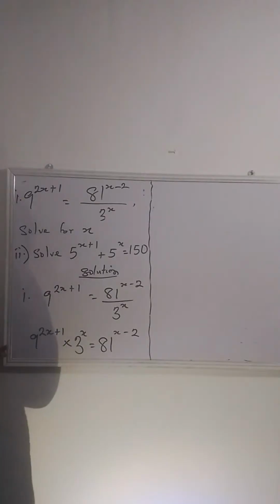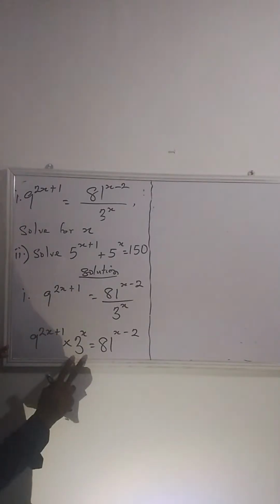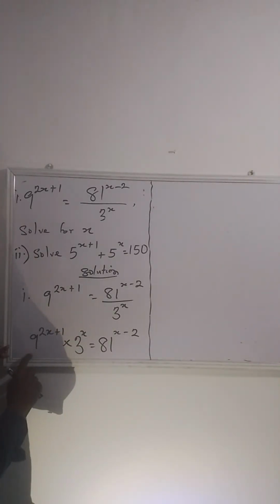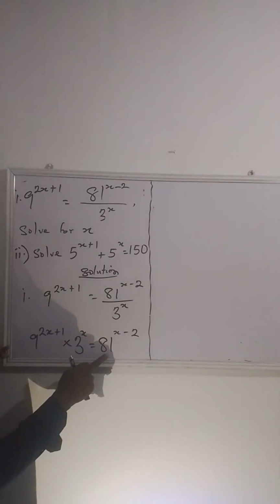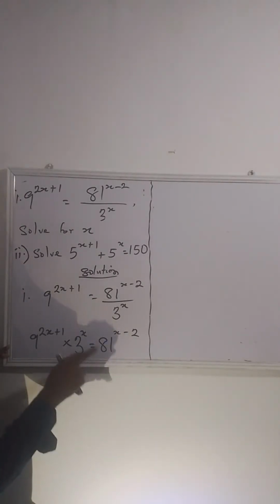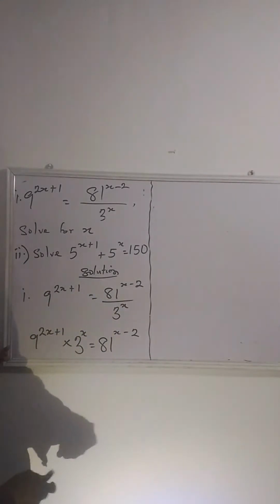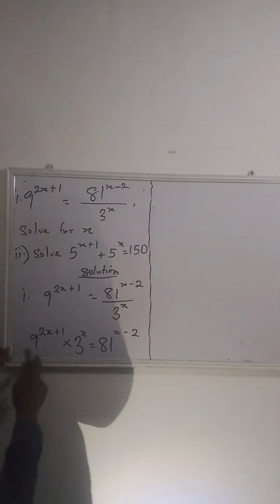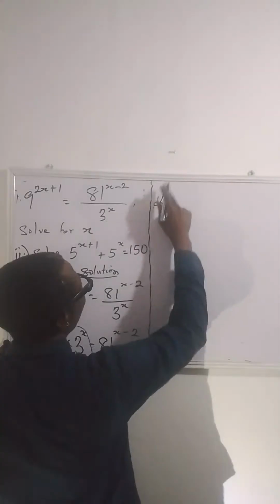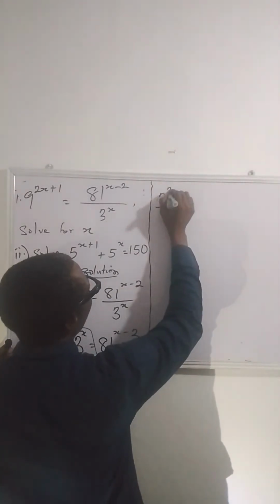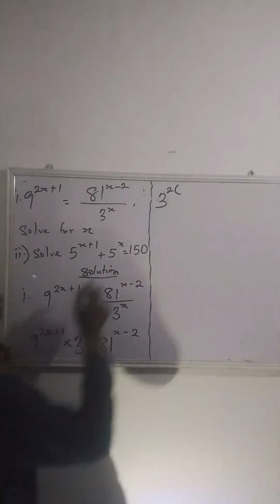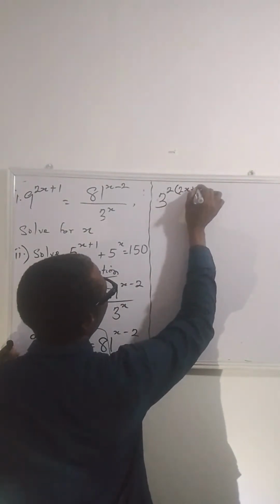All right. So now the next thing is to express all these numbers here as a base of 3. So this is a multiple of 3. 9 is the same thing as 3 times 3. Now 81 is the same thing as 3 times 3 times 3 times 3. That is 3 raised to the power of 4. Okay, now can we quickly do that? So now this turns to 3 raised to the power of 2 times what we have at the top. That is 2x plus 1.